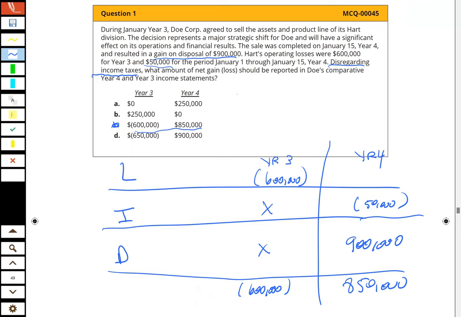Professor, quick question. That 50,000 should be in the loss instead of the impairment? Yes. Okay. Thank you. Sometimes I can't walk and chew gum at the same time. Yeah, 50,000. Thank you.